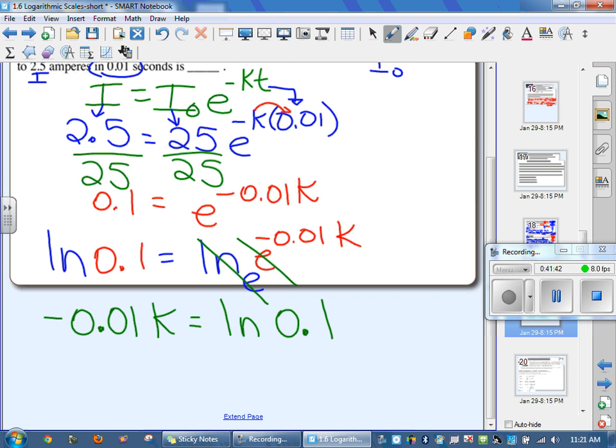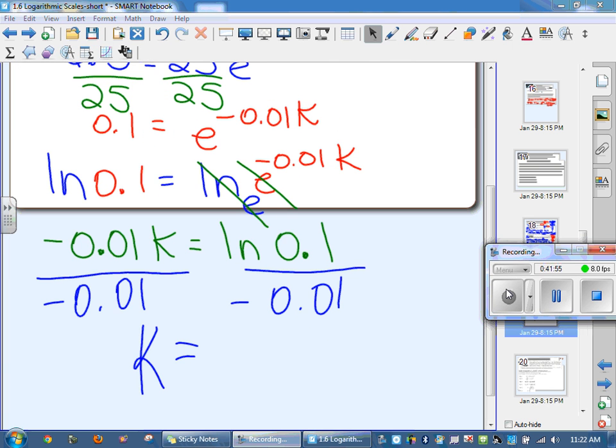Our last step to isolate k is to divide by what's sitting in front of it. So you divide both sides by negative 0.01, and we get k is equal to 230. How come? Because you get 230.25, and it wants the nearest whole number. So it's going to be 230.